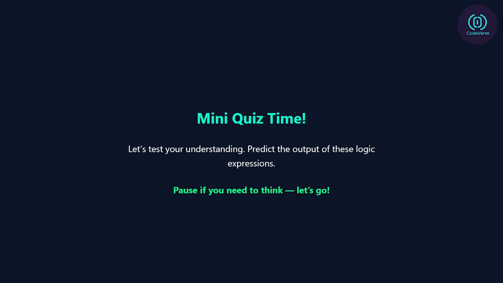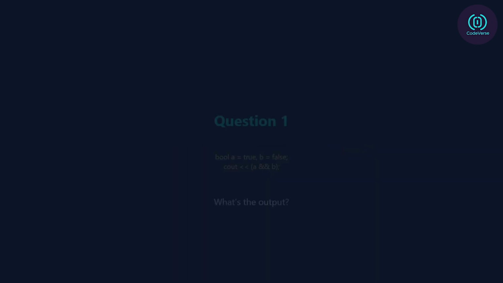Before we wrap up, let's test your understanding with a quick quiz. I'll show you a few logic expressions, and you try to predict the output. Pause the video if you need to think. Ready? Let's go. Question 1, bool A equals true, B equals false, cout A and B, what's the output?